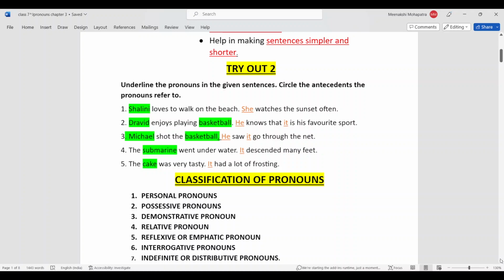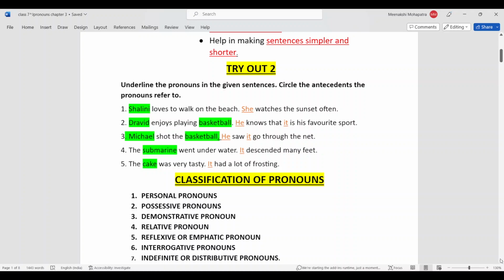Over here, children, first we have to identify the noun. So the noun is Shalini, and she watches the sunset. Who watches the sunset? It is Shalini who watches the sunset. So we need not repeat Shalini loves to walk on the beach, Shalini watches the sunset often. So instead of writing Shalini in the second sentence, we write the pronoun she for her.